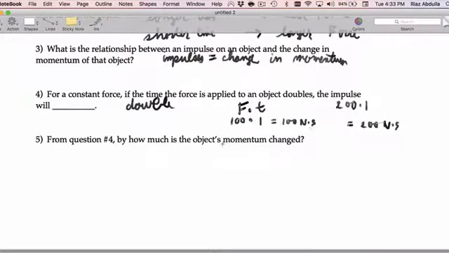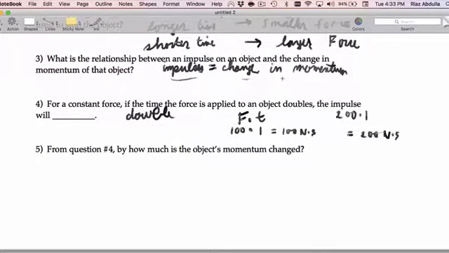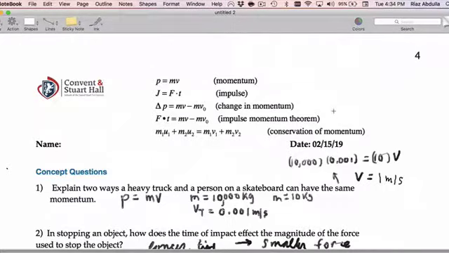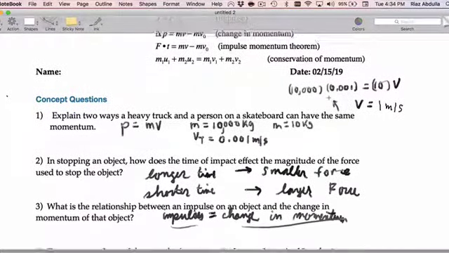And for question number 4, since impulse equals the change in momentum, if the impulse is doubled, then the momentum change is also doubled. So that is page 1 of the winter break homework, and I will upload videos for the rest of the pages in a few minutes.